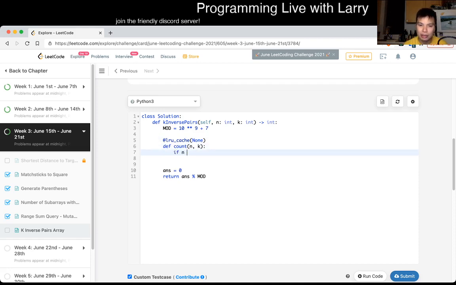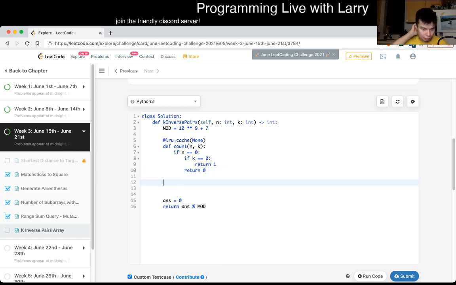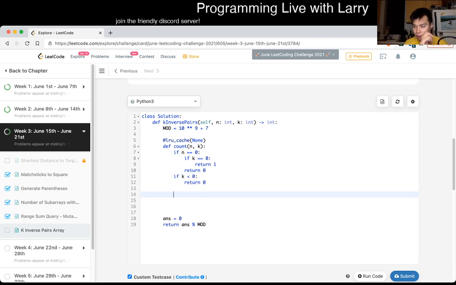So if n is equal to 0, then if k is equal to 0, we return 1. Otherwise, we return 0. And also, if k is less than 0, we return 0 because we went too far.